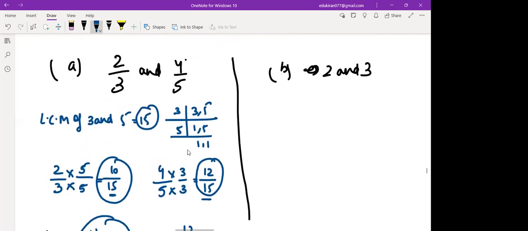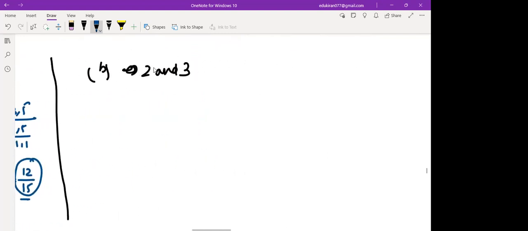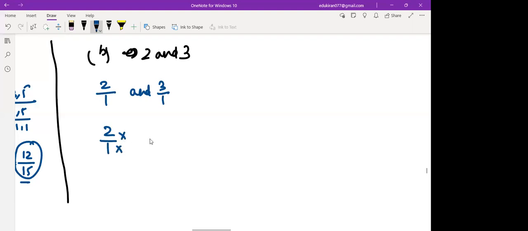Now, for example, I give you this question: find the rational numbers between 2 and 3. At that time, what you will do? 2 upon 1 and 3 upon 1. You can take any number, for example 5 or 10. 2 upon 1, multiply equals to, 3 upon 1, multiply equals to. For example, you took 5, so here you will write 5 and 5. So 2 5s are 10, 1 5s are 5. Here also you will take the same number. So 3 5s are 15, 5 1s are 5.